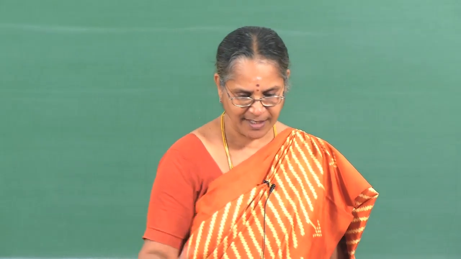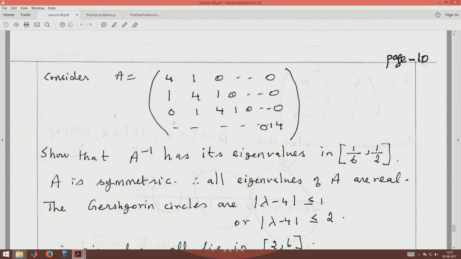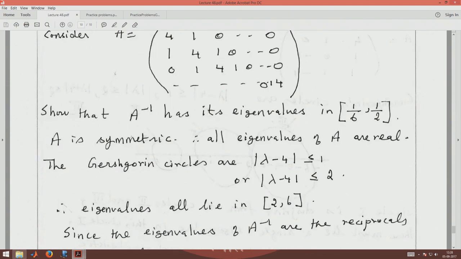First of all, we observe that A is a symmetric matrix, A_ij is A_ji. So, what do you immediately conclude? All its eigenvalues are going to be real, namely all the eigenvalues of matrix A are going to be real. That is the first information that we get by looking at the matrix A, and the matrix A is symmetric. Now, let us apply Gershgorin circles theorem to the rows of this matrix A.